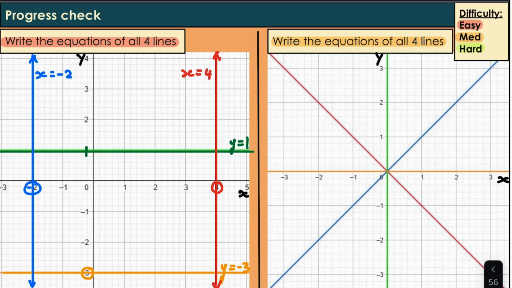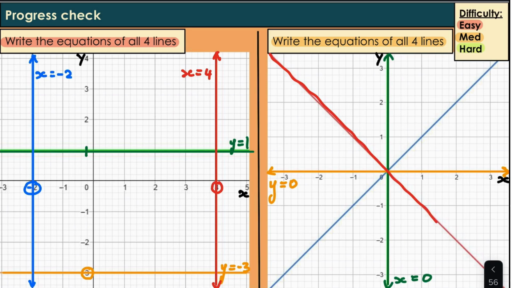On the right side, write the equations of all 4 lines. So first, we look at this green line. Now, as we can see, that green line is on the y-axis. All vertical lines are x equals lines, and we should know that another name for the y-axis is the x equals 0 axis. How about that horizontal orange line? That is on the x-axis, and we should know all horizontals are y equals lines, and because it's on the x-axis, it is the y equals 0 line.